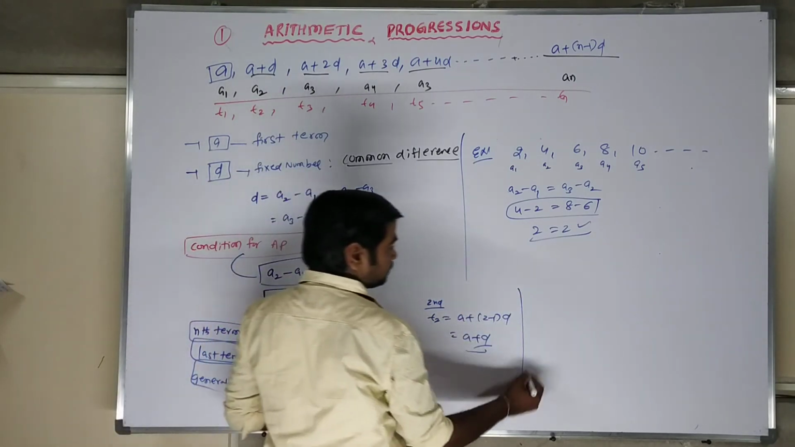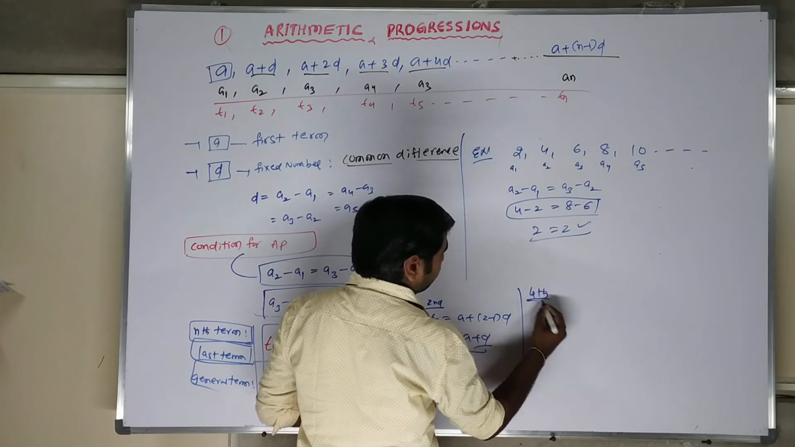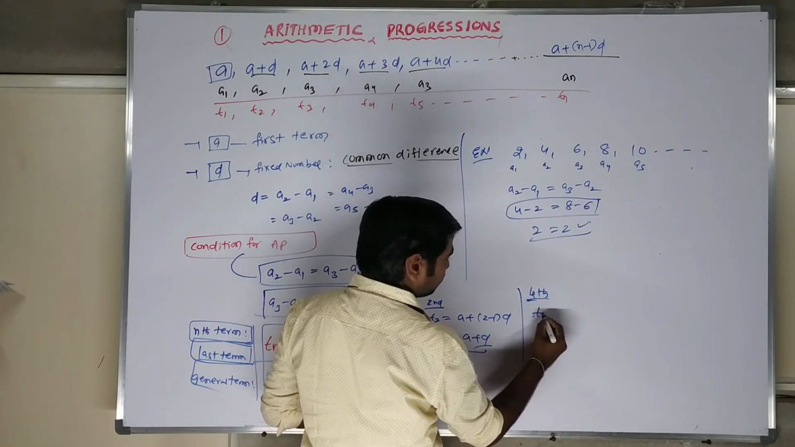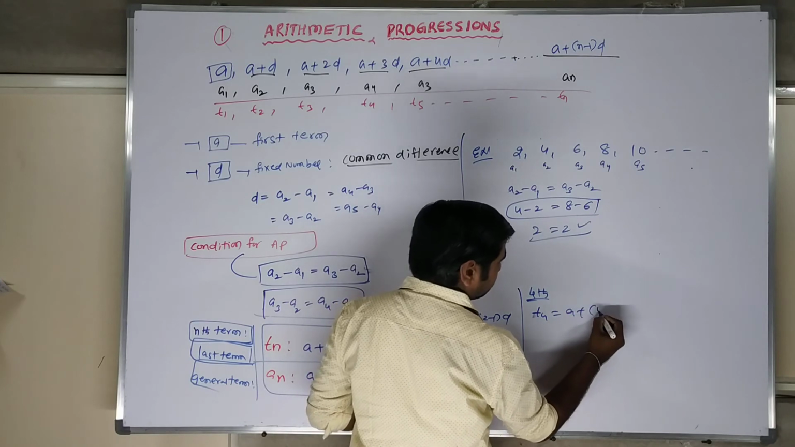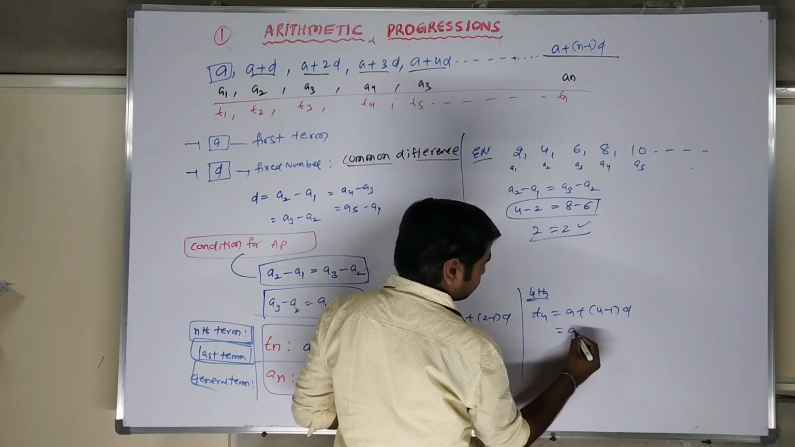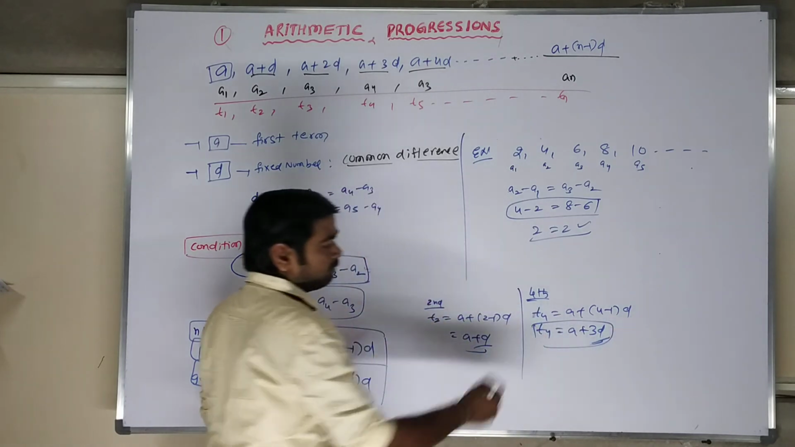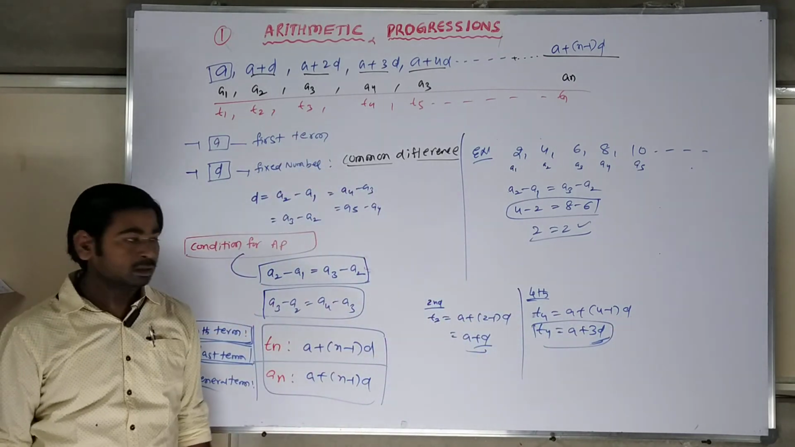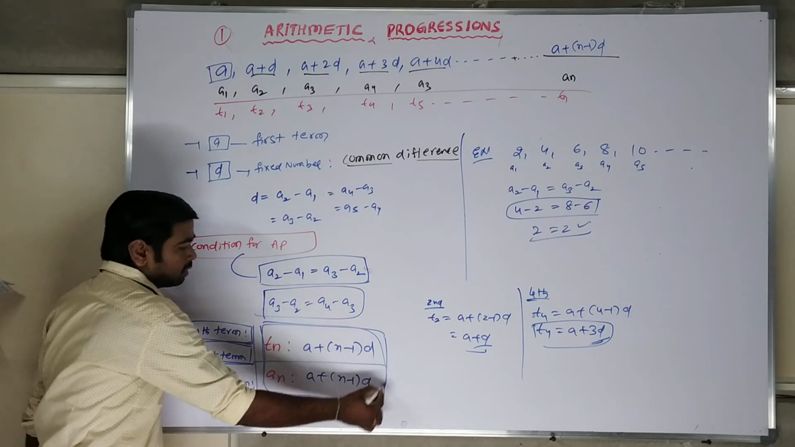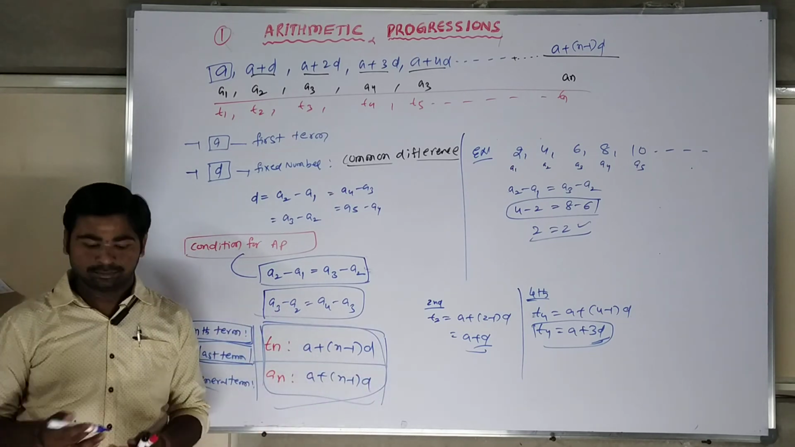What about the fourth term? The fourth term means T4 or A4. What is the formula? A plus (4 minus 1) into D, so A plus 3D. This is the way of finding the terms. You got the fourth term as A plus 3D. If you know the nth term formula, you can find any term.